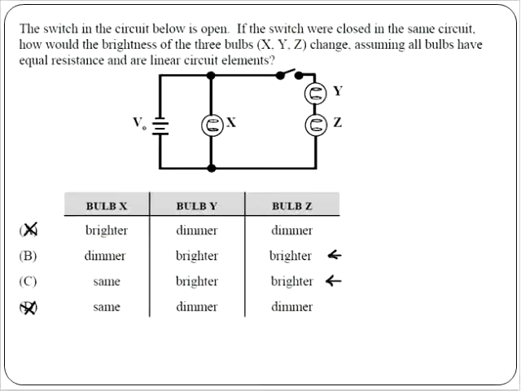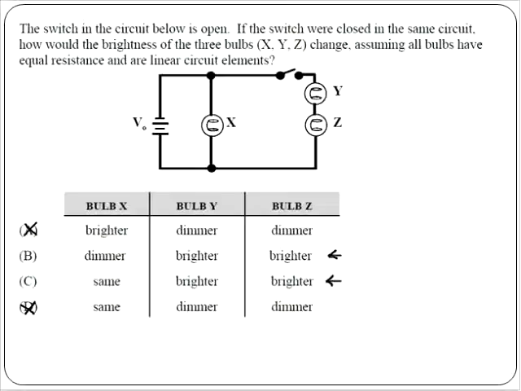That's impossible. Bulbs Y and Z, you can't get any dimmer than off. So when you turn them on, they've got to get brighter. So we know it's either B or C. Now the question is, what happens to bulb X? Does it get dimmer or does it stay the same?